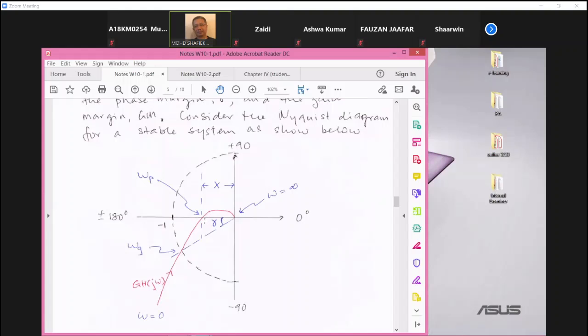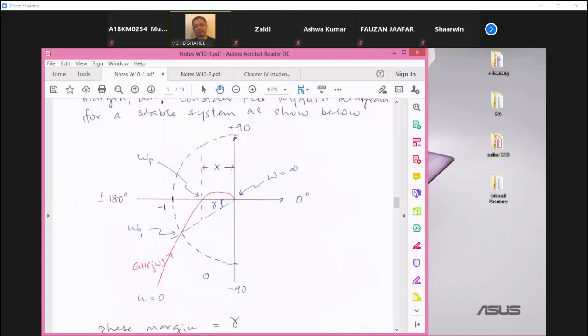When the phase angle is equal to plus or minus 180, that frequency is known as the phase crossover frequency. There's another frequency that you need to know, omega g. It is called the gain crossover frequency. The gain crossover frequency is when the magnitude is equal to 1. So you draw a circle of radius 1 around the origin. The frequency where the magnitude is equal to 1 is called the gain crossover frequency.